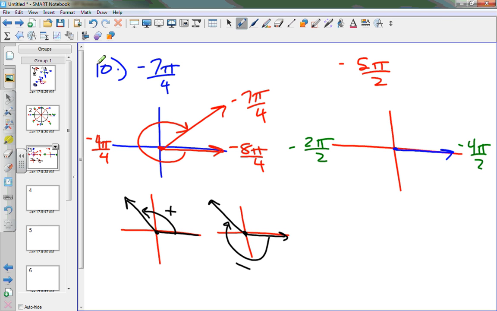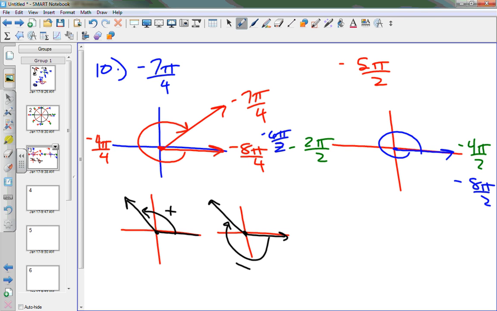Where's that going to be? Well, this is going to be negative 4 pi over 2. This is going to be negative 6 pi over 2. Why? Because you're going again. Keeps going. This is going to be negative 8 pi over 2. So where is negative 5 pi over 2? How did that turn into negative 6? Because you went one revolution around it. You see that? So you double it.